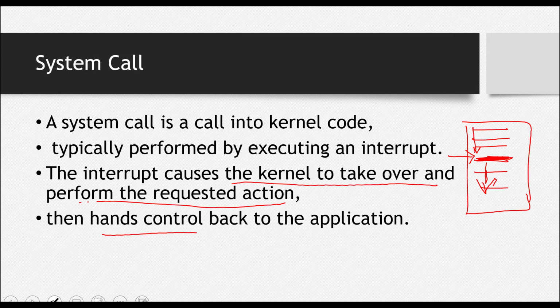So that program, that process, was actually paused at this point, and then after the kernel has done the work, the control will be handed back to the application and your code will start running again from this point. So it will be resumed. That process will be resumed. So this is how a system call works. Okay, this was the theory.